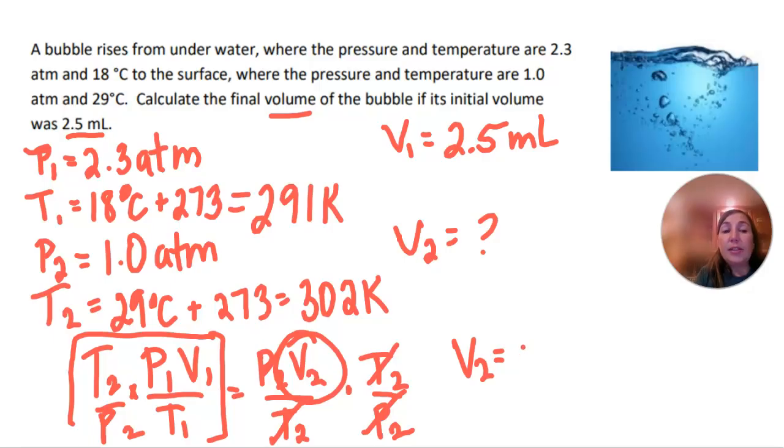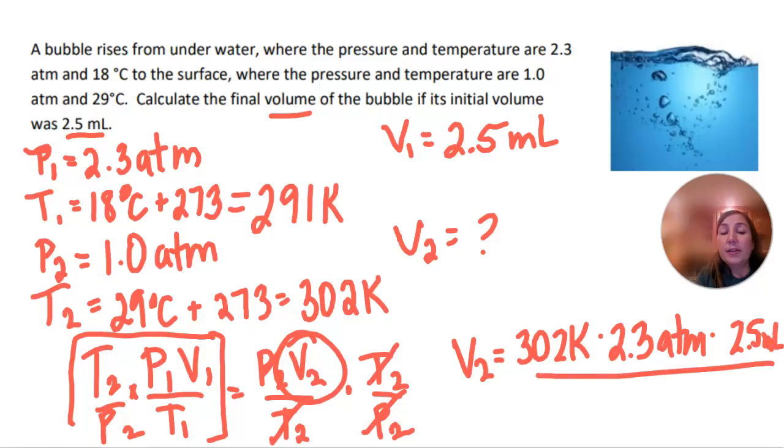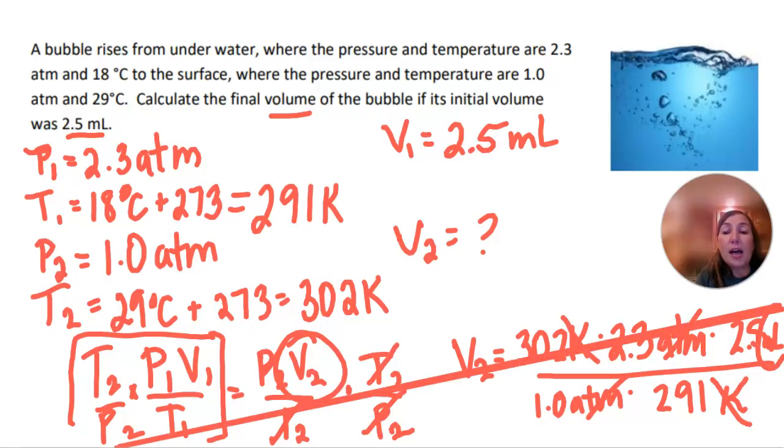I'm going to do T2, which was 302 Kelvin, times P1, which was 2.3 atm. V1 was 2.5 milliliters. P2 was 1 atm, and T1 was 291 Kelvin. So atms cancel, Kelvins cancel. We do have milliliters, the dreaded line I get sometimes. We do have milliliters, which is great because we're trying to find a volume.